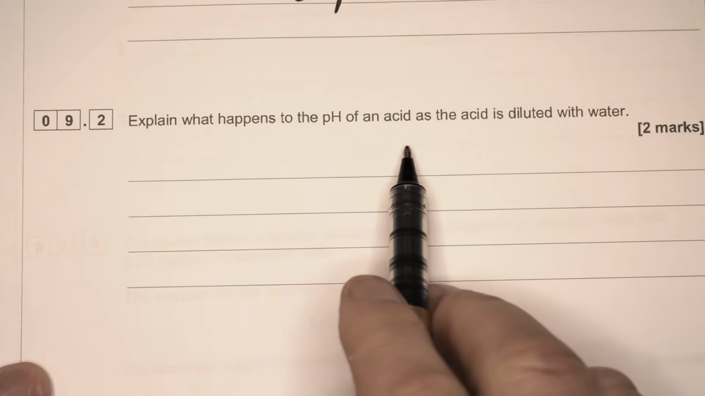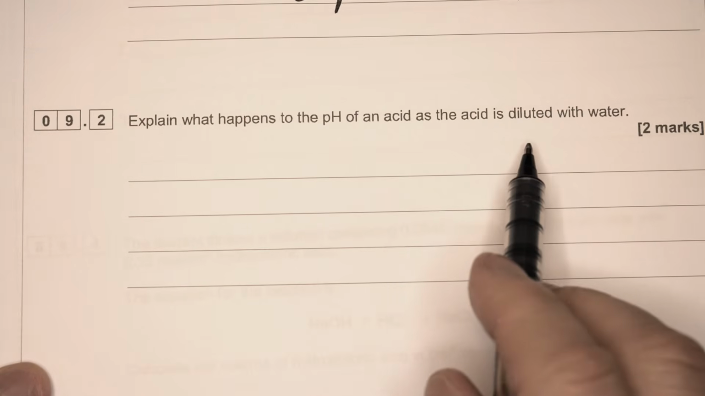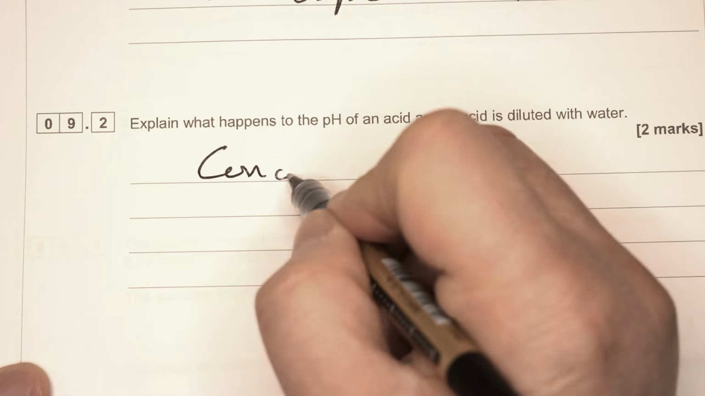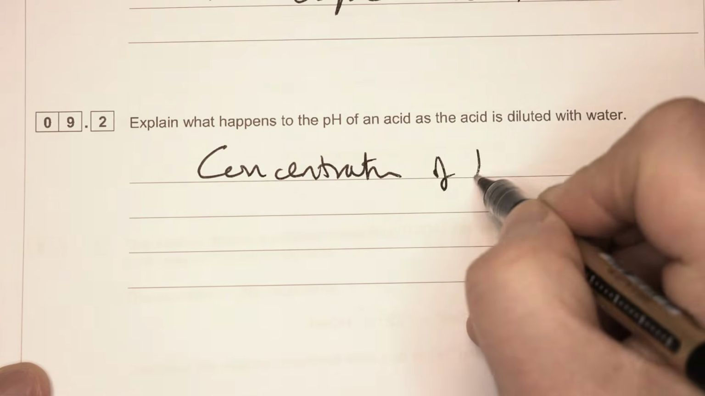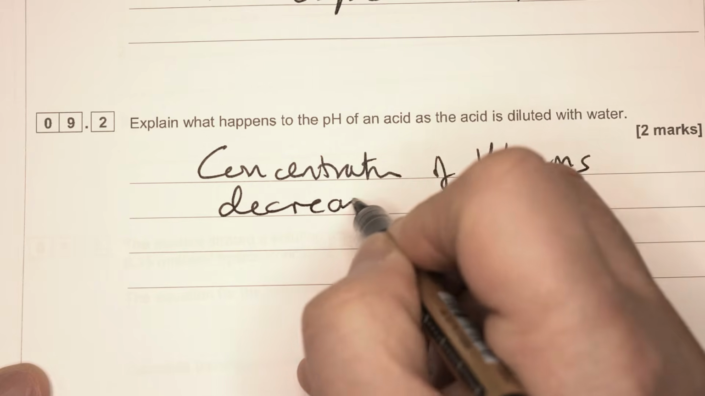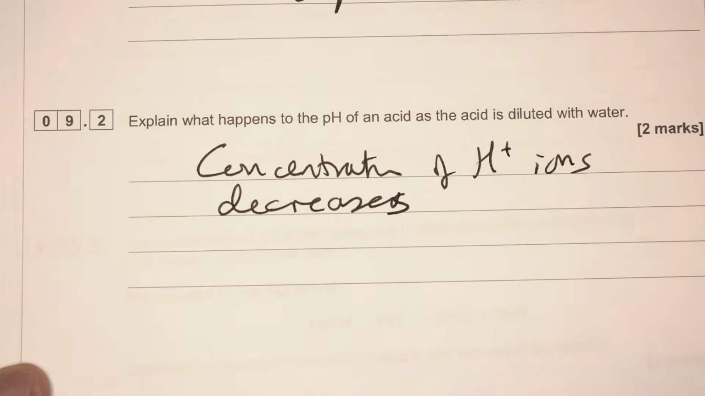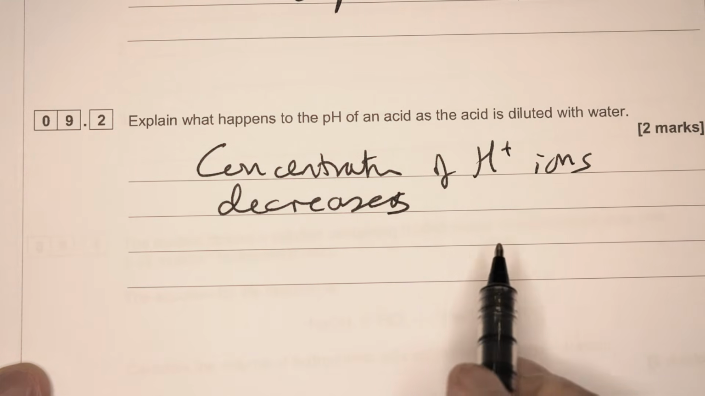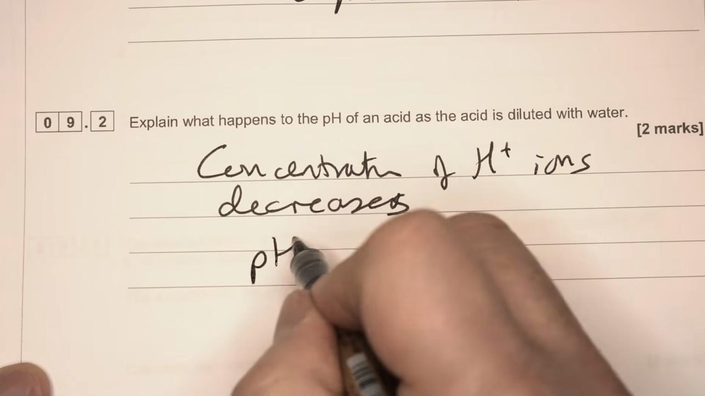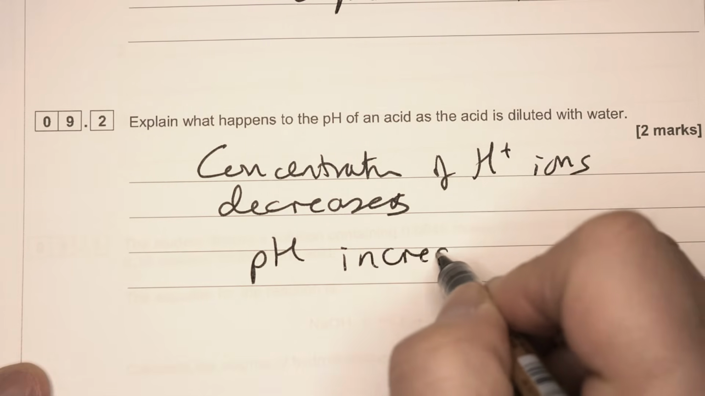Explain what happens to the pH of an acid as the acid is diluted with water. Well, first of all, the concentration of hydrogen ions decreases by adding more water. And if the concentration of hydrogen ions decreases, that means that the pH will increase.